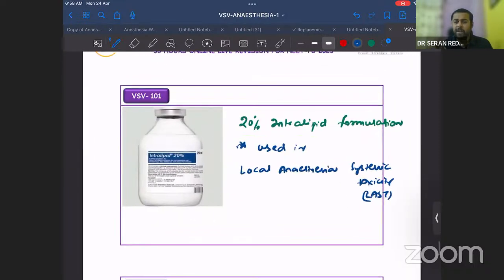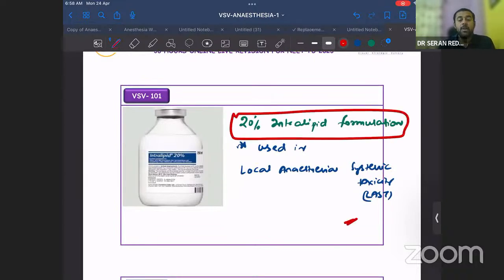Then this is very important. This is the 20% intralipid formulation, used in local anesthetic systemic toxicity, where I said it is most common with bupivacaine.